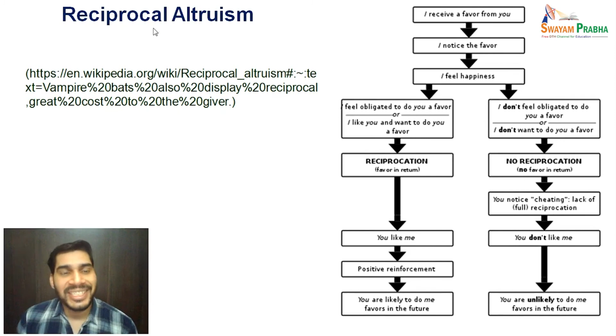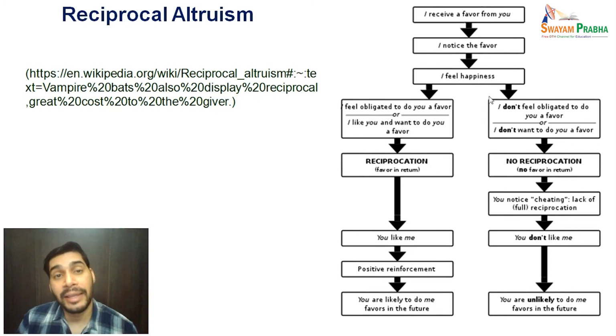You can easily understand this reciprocal altruism with this flow chart. If I receive a favor from you, I notice the favor and I feel happy. Now there are two ways I can behave. I can feel obliged to do a favor to you, or I like you and want to do you a favor. That means I am going to reciprocate the behavior to you. So you also like me. There is a positive reinforcement, and you are likely to do me a favor in the future as well.